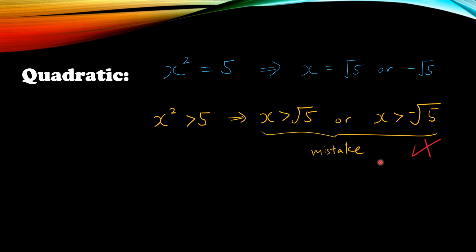Why is this answer wrong? Let's look at an example. Let's say x equals 2. Well, x equals 2 satisfies this condition because 2 is greater than negative root 5. But if we square 2, it gives 4, which is less than 5. So based on the wrong solution, x equals 2 satisfies the solution, but it doesn't satisfy the original inequality. That means whatever solution students write over here is wrong.